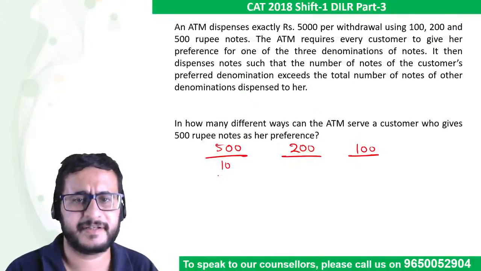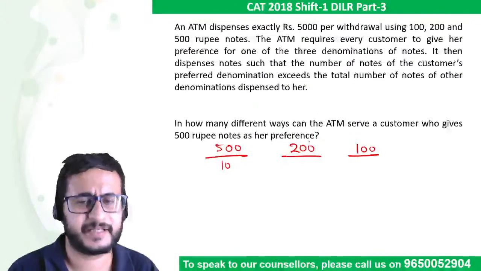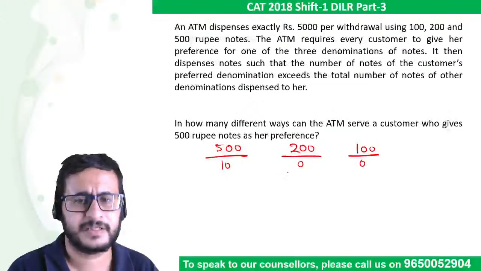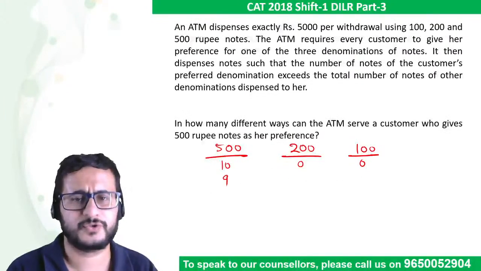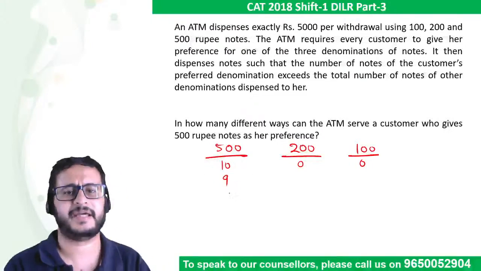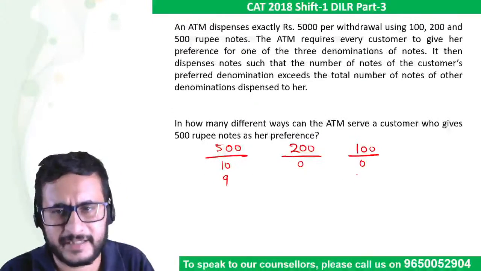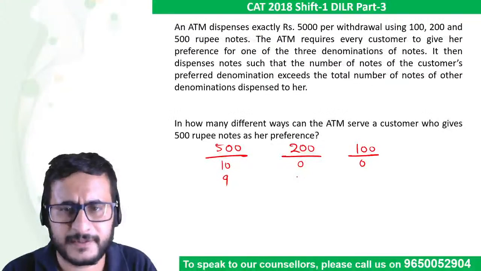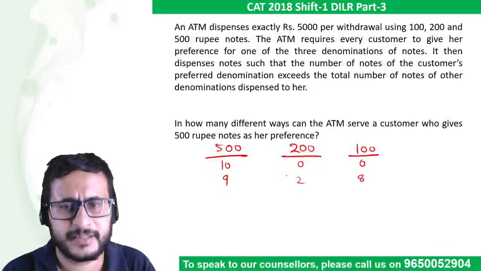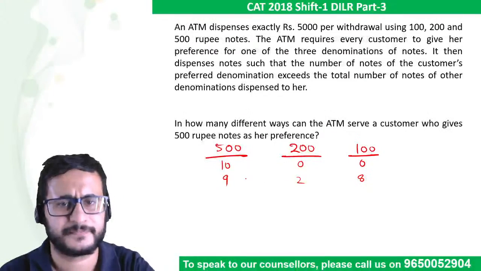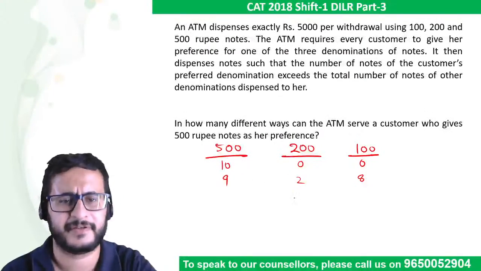So a person can get 10 notes of 500, right? A person can get 9 notes. These two should not add up to 9. So you cannot have 9 here, and you cannot have 2 and 8 here either, otherwise it will be 10 notes. Sorry, you have 500 only, right?